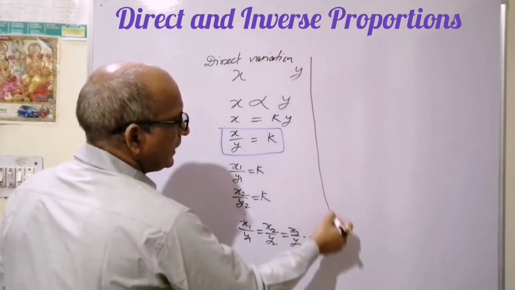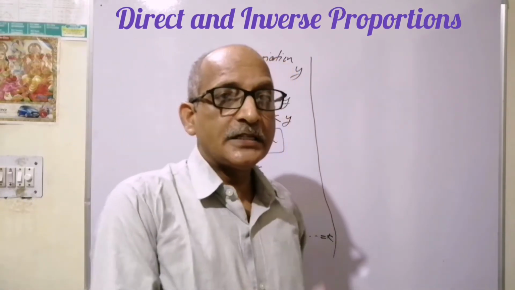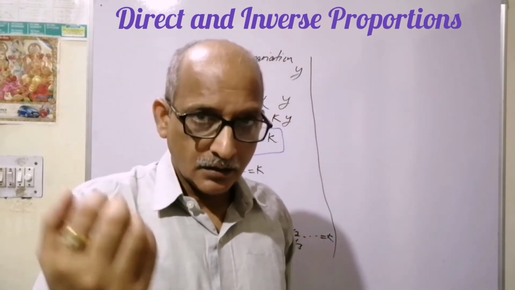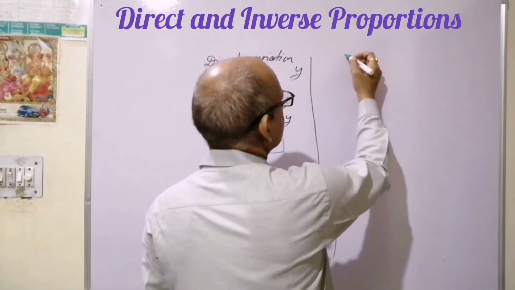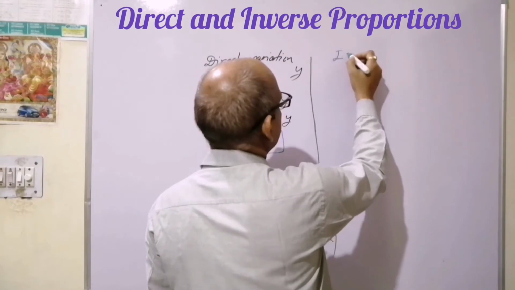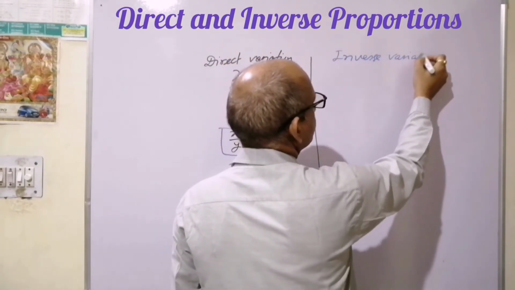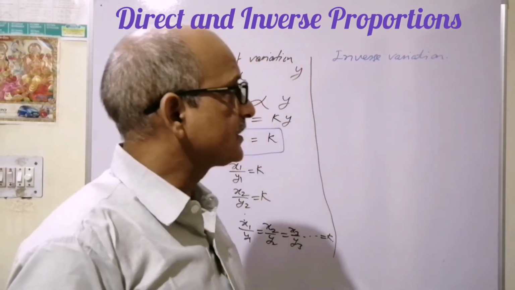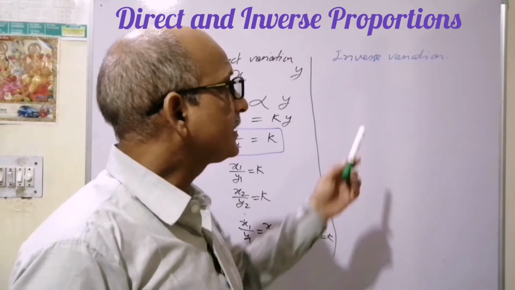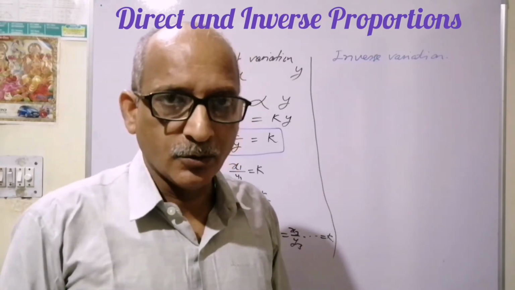Now come on, inverse variation. As I have told you, when the number of students is increasing, then the share will be decreasing. So if we are taking x again, let us take inverse variation. You will be clear after some questions are done here, but in the start we should understand what we are going to do and why we are going to do it.